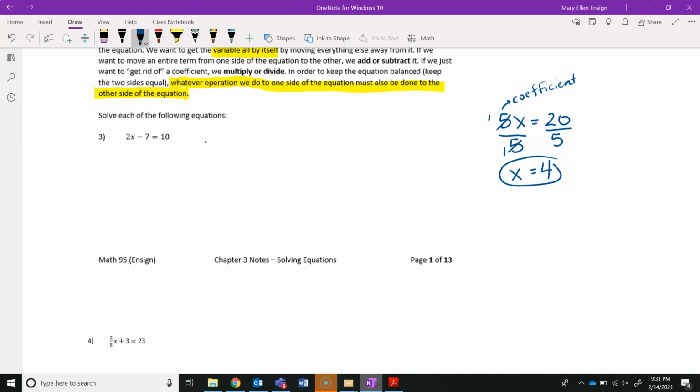So 5 times what equals 20? Well, 5 times 4 equals 20. Another one-step equation might be something like this.